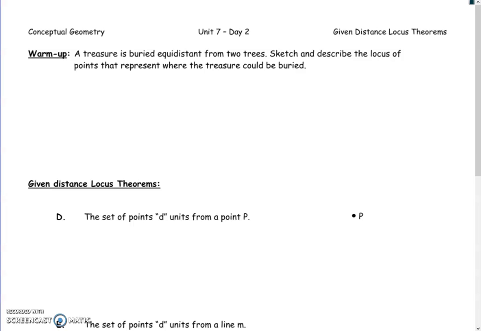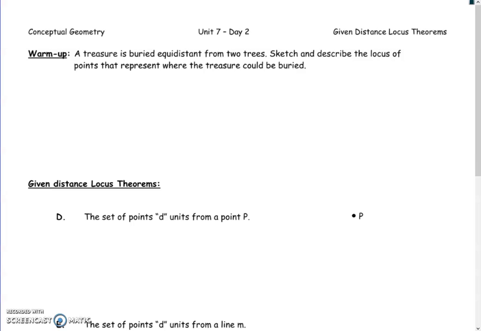Unit 7, Day 2, given distance locus theorems. There are only two we'll talk about today. But before I get to that, let's do this warm-up. It says a treasure is buried equidistant from two trees. Sketch and describe the locus of points that represent where the treasure could be buried.